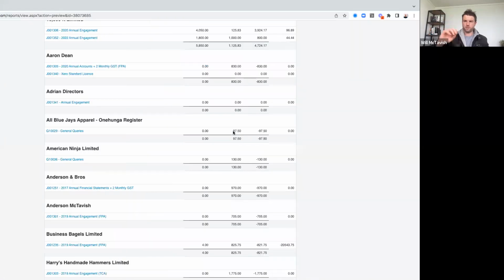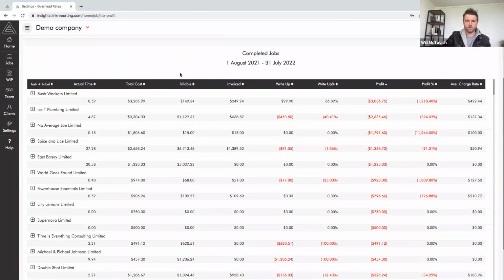Do you want to expand, Reubs, and see how those levels look? Yeah, so this is all nice. This is at the client level, but I want to know, okay, well, where and why did ICT Plumbing not make any money?